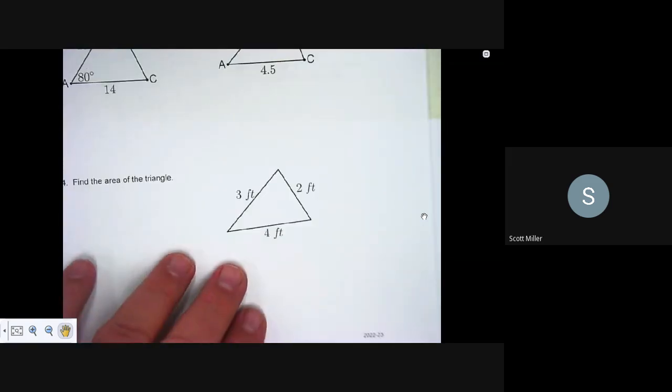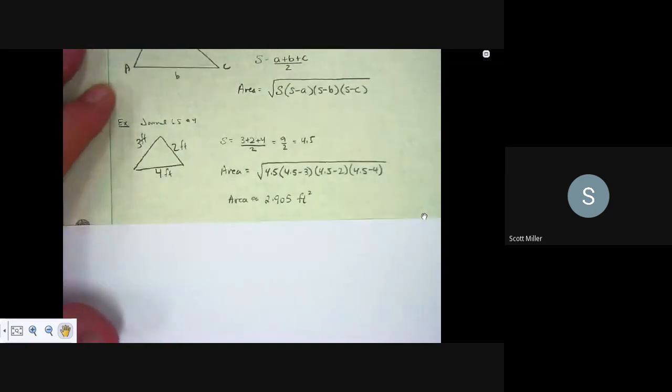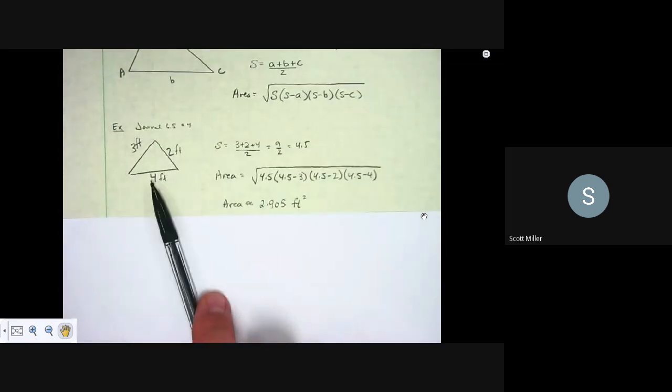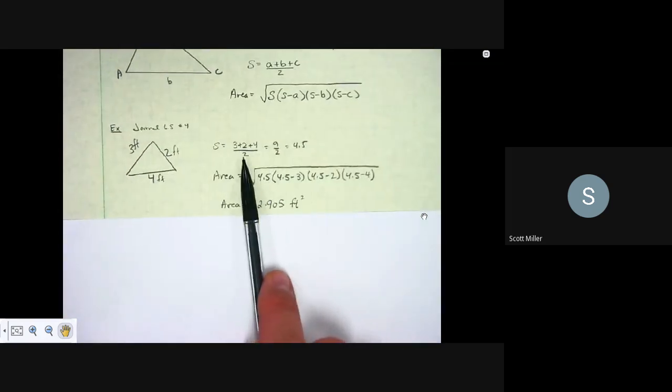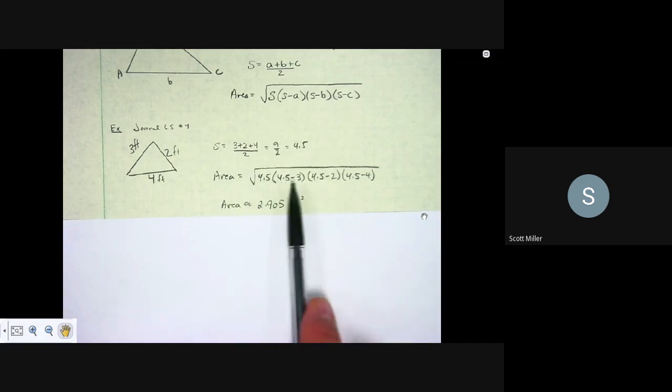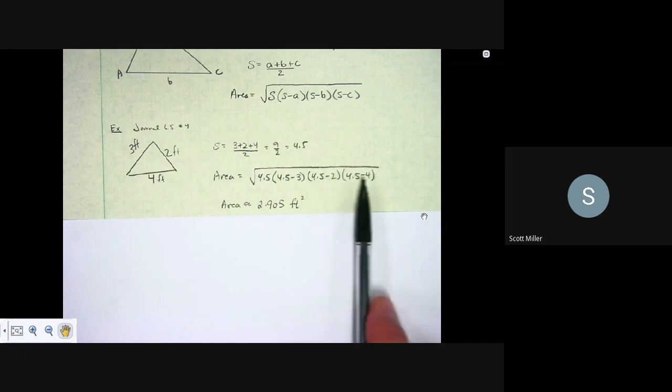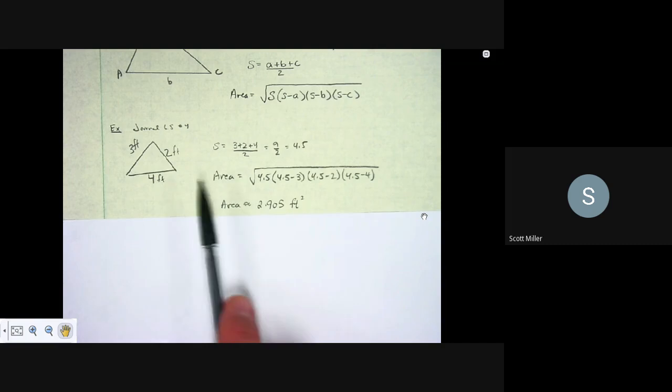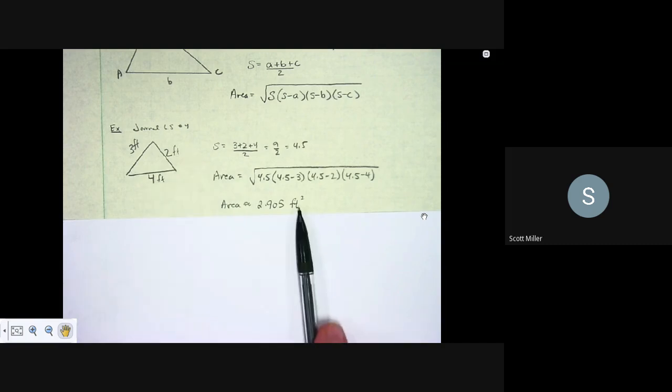I'll just show you the example. It's this one right here. Okay? It's pretty straightforward. And so here's my triangle. I added up all the sides, divided by 2, got 4.5. So it's 4.5, and then 4.5 minus 3, 4.5 minus 2, 4.5 minus 4. You type that all in your calculator and you get an answer. Because I gave you units, make sure you put the units squared down. So this formula is pretty straightforward as long as you remember how it works. But if you have any questions about it, please let me know.